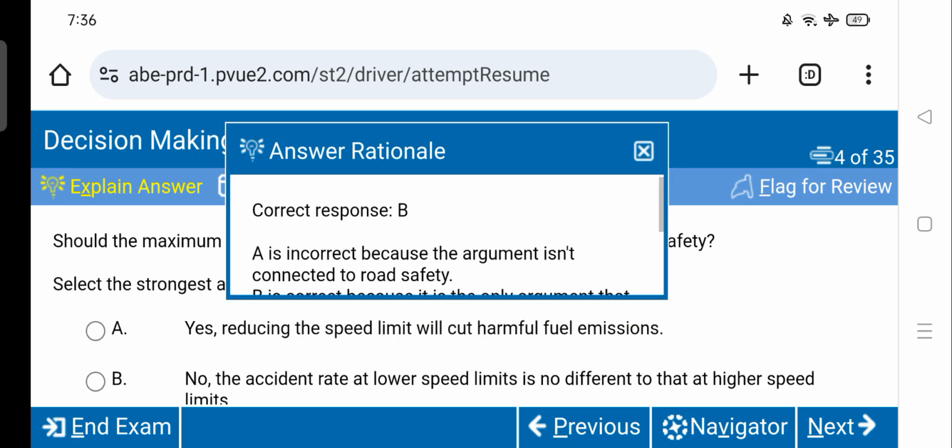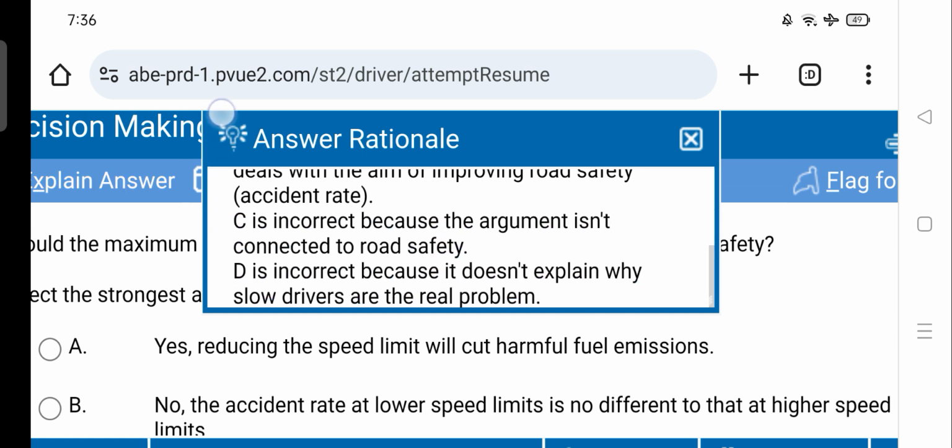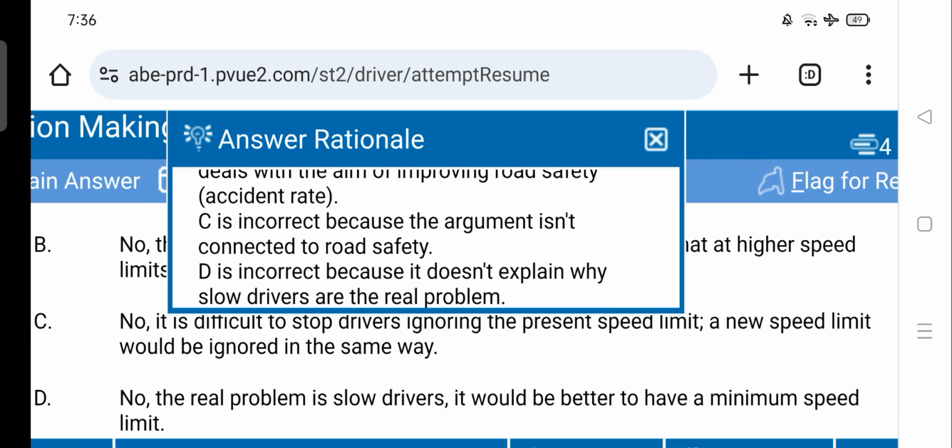So here we have the correct response is option B, but A is incorrect because the argument isn't connected to road safety. B is correct because it is the only argument that deals with the aim of improving road safety. And C is incorrect because the argument isn't connected to road safety. D is incorrect because it doesn't explain why slow drivers are the real problem.